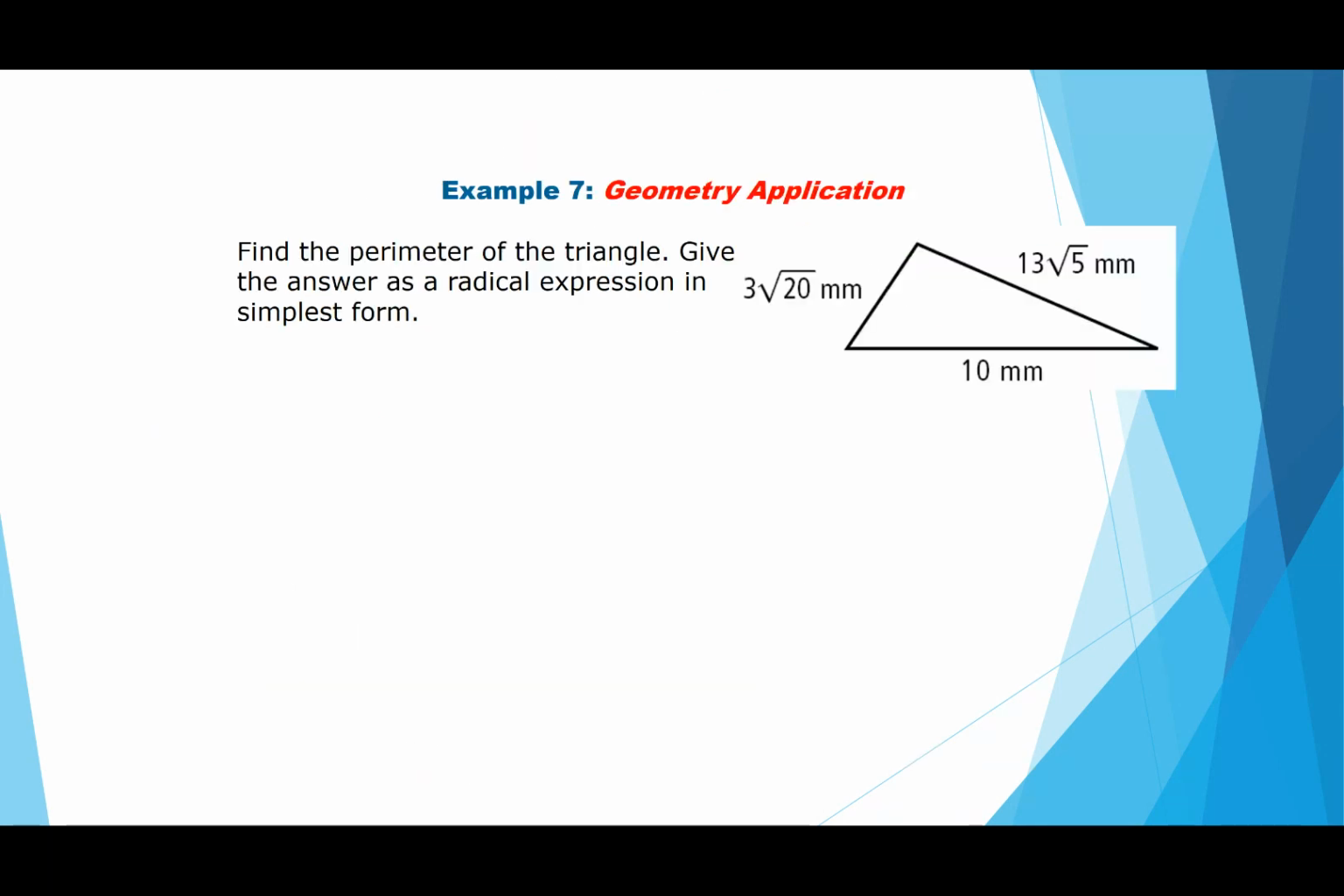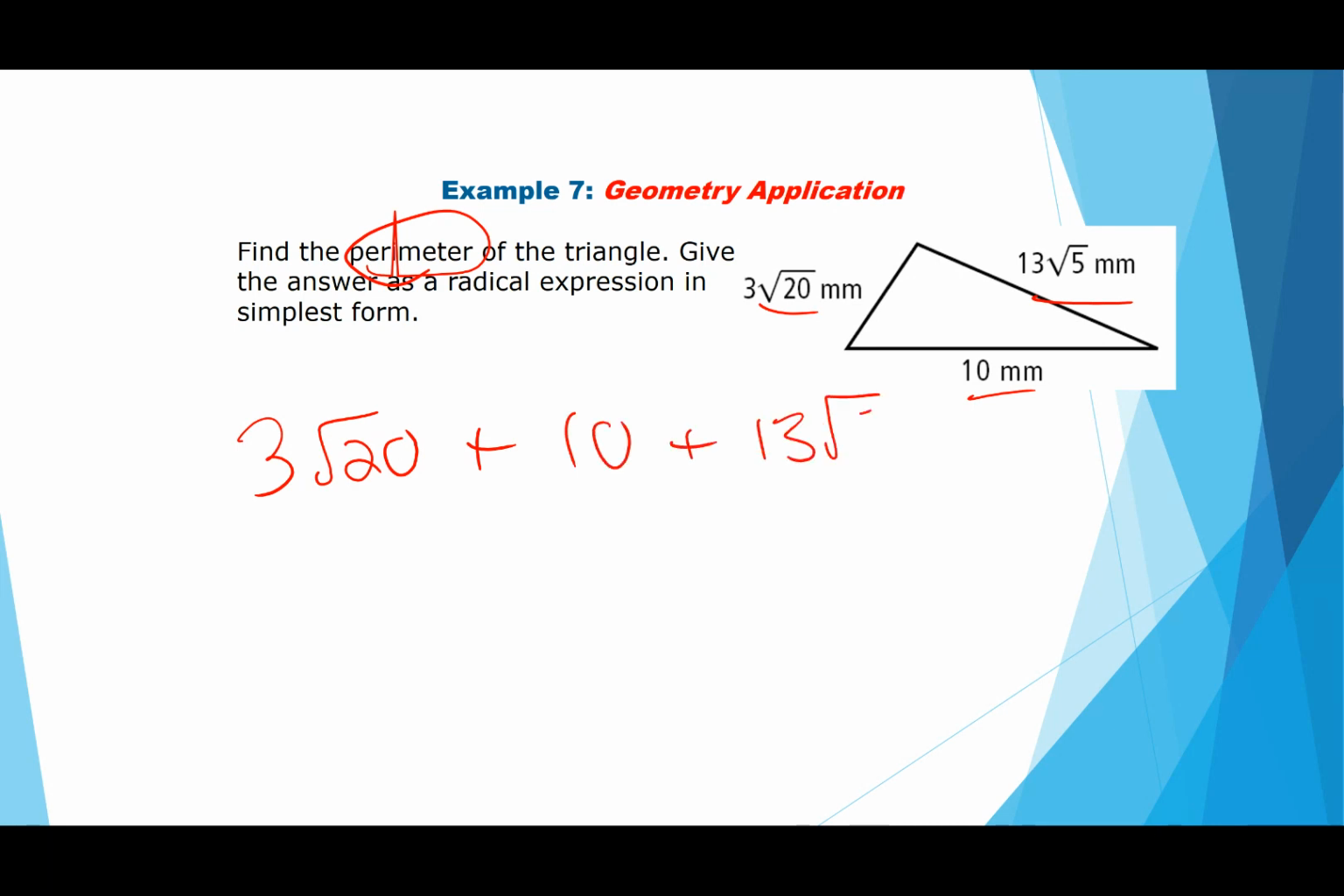All right, let's just finish this with a geometric application. Find the perimeter of the triangle. Give the answer as a radical expression in simplest form. So remember what perimeter is. Perimeter just means the sum of all the sides. So to find the perimeter of the triangle, you're just going to add all the sides together: 3 square root of 20 plus 10 plus 13 square root of 5. So there's your problem.